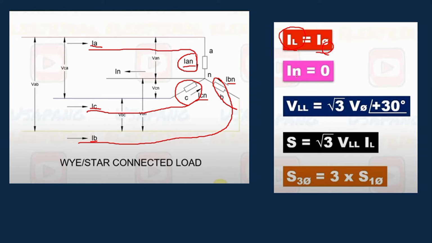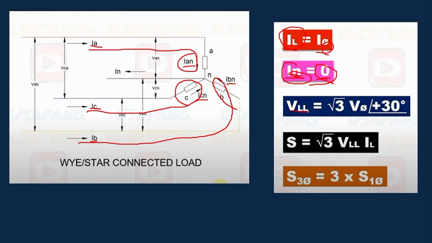Next is IN equals to 0. IN represents the neutral current. Kapag ang neutral current natin ay 0, ibig sabihin nito hindi na natin kailangang maglagay ng neutral conductor kasi perfectly balanced na ito or equal na sa 0. Pero dahil hindi naman always sure ang distribution load is balanced, kaya maglalagay pa rin tayo ng neutral conductor to carry yung neutral current.